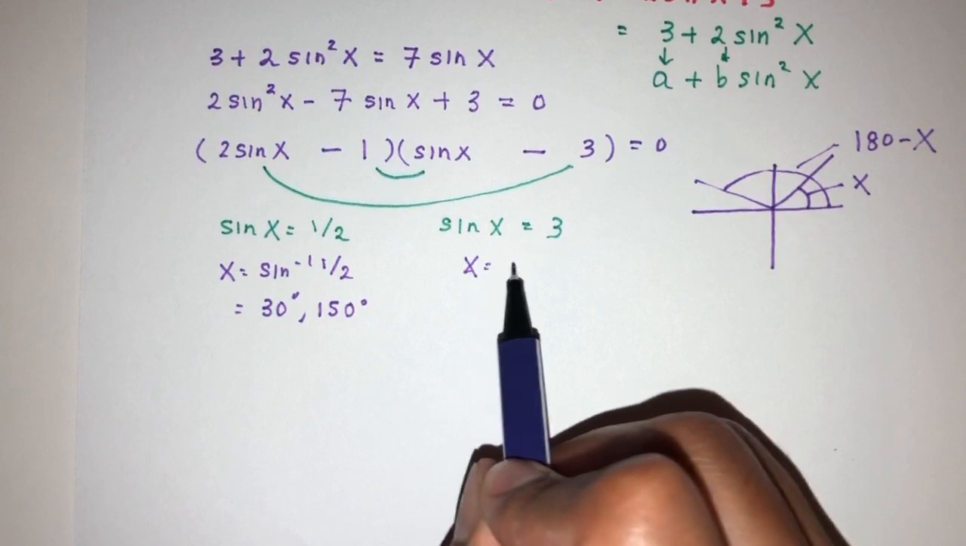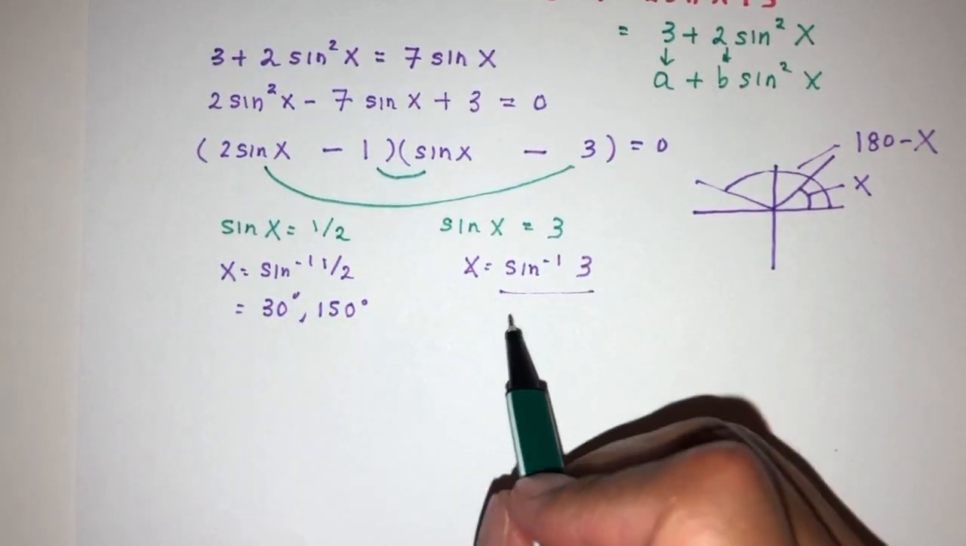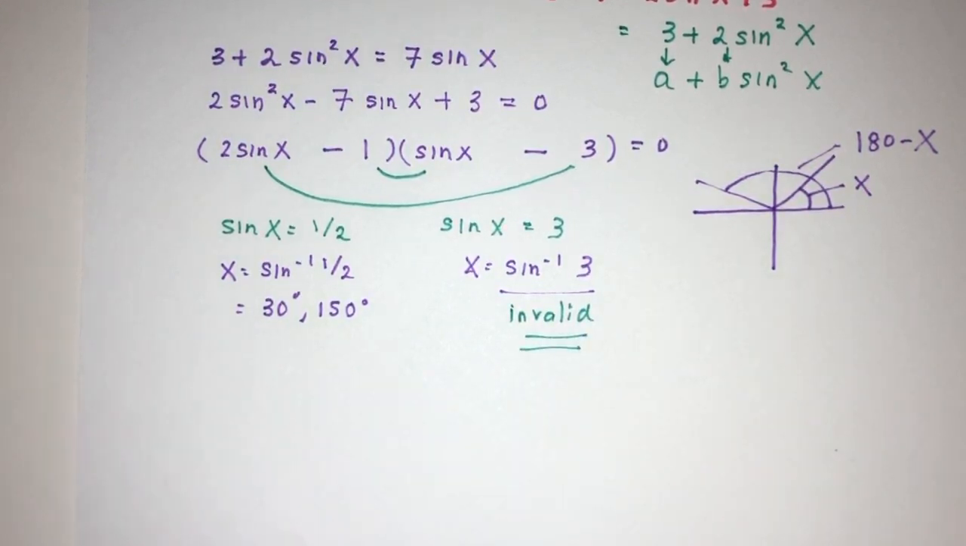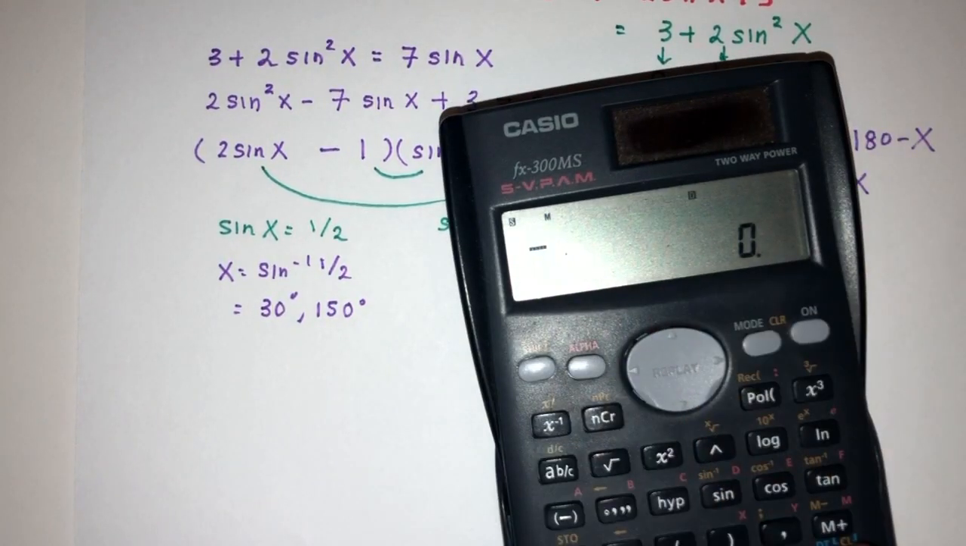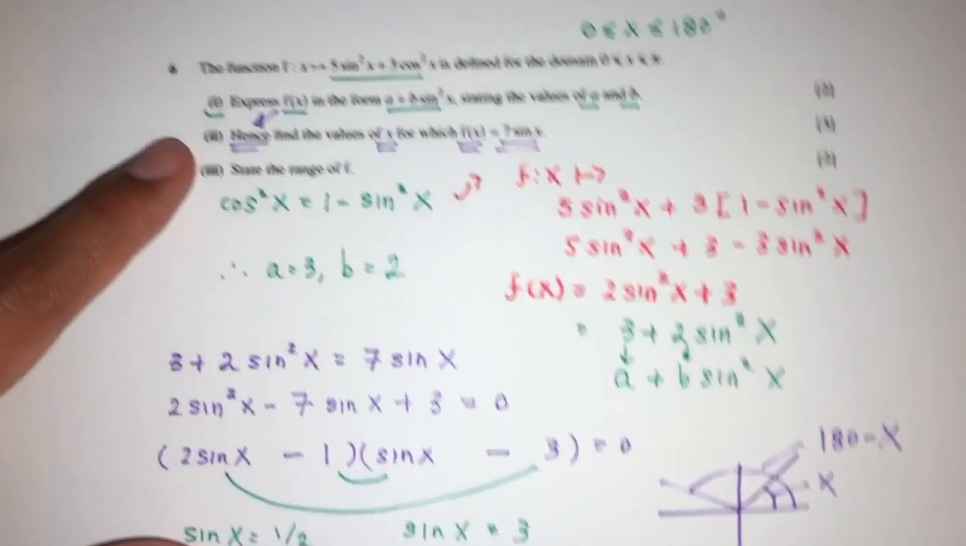In this case, sin⁻¹ of 3 will not be possible. Invalid as your answer. The reason is because sin x can only be between the value of minus 1 and 1. It cannot be more than this, so it will not be possible. You can check as well: sin⁻¹ of 3 will be error. So your values of x will be this and this. That will be part 2 of the question.